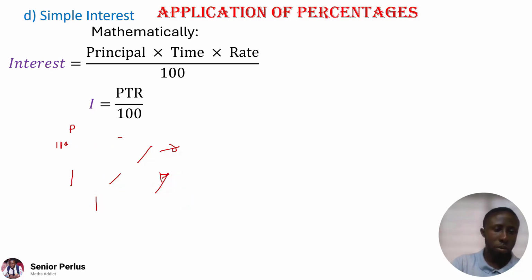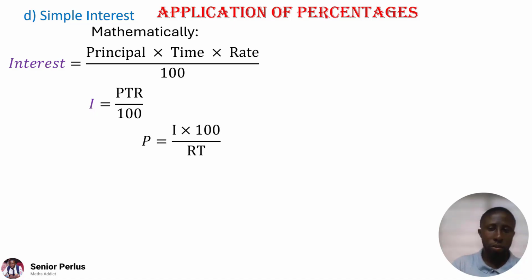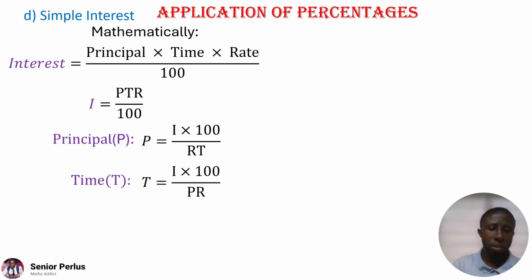Okay, so let's clean the board. For the principal, you will get interest times 100 out of PT. I'll show you how to work it. Then the time is interest times 100 out of PR. Then the rate is interest times 100 out of PT. You get all this from this formula. You just make each of them the subject.